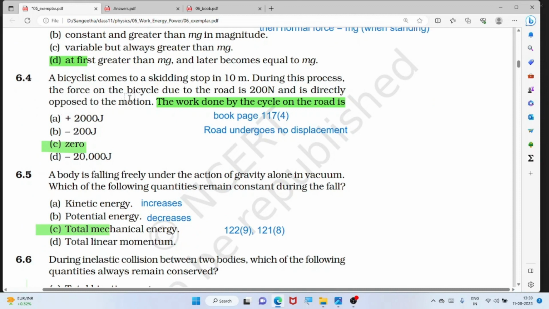A bicyclist comes to a skidding stop in 10 meters. During the process, the force on the bicycle due to the road is directly opposed to the motion. Here they are asking for the work done by the cycle on the road. The road is not moving, so there is no displacement of the road. Work done is F d cos theta, and because d is 0, the work done is 0 here.